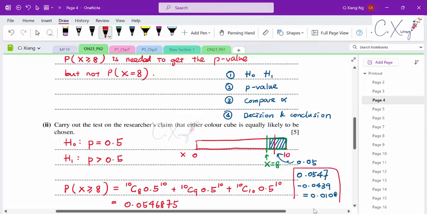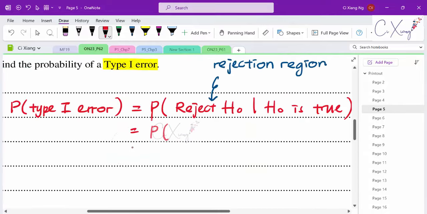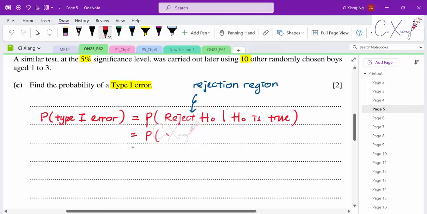Okay, so it is actually 0.0108 if you directly minus. So that means the 9 already falls under the rejection region. So 9 onwards will be rejection region. 8 is still under the acceptance. Therefore, my rejection region in this part should be x greater than or equal to 9.